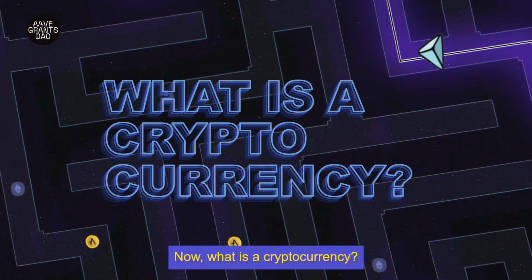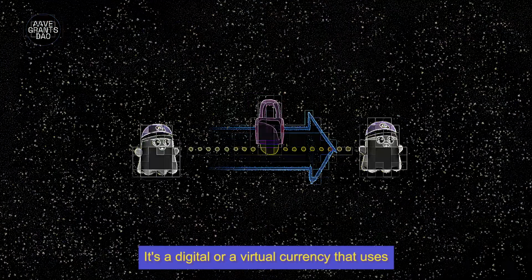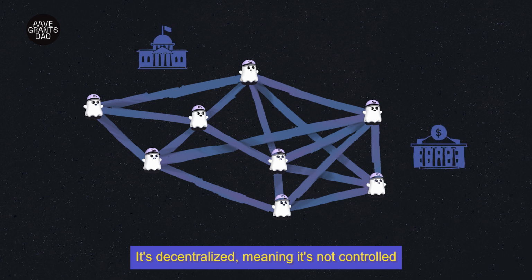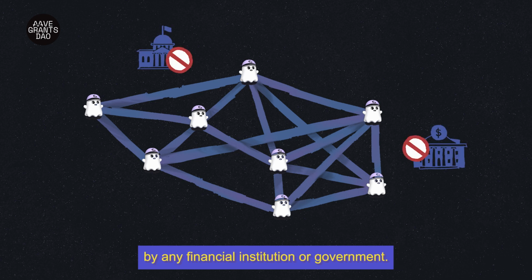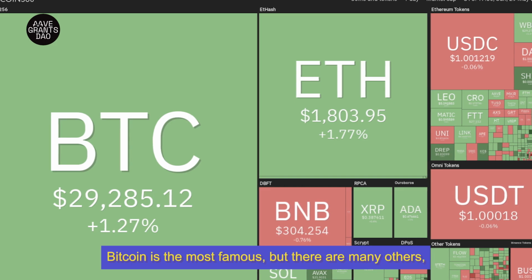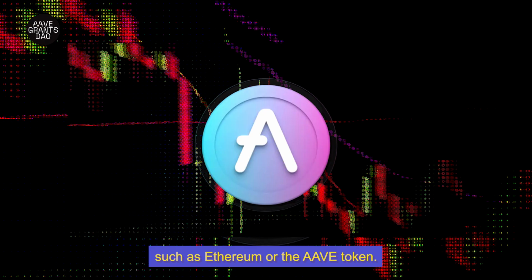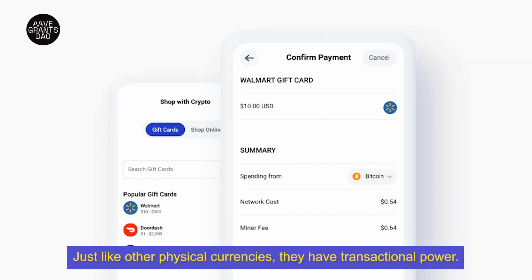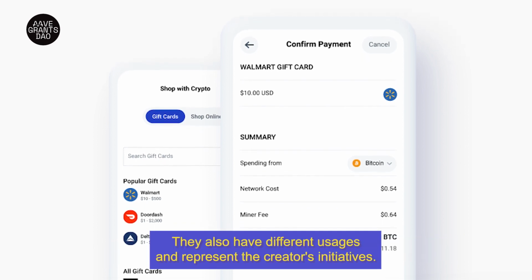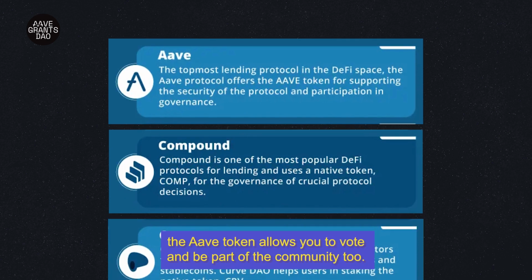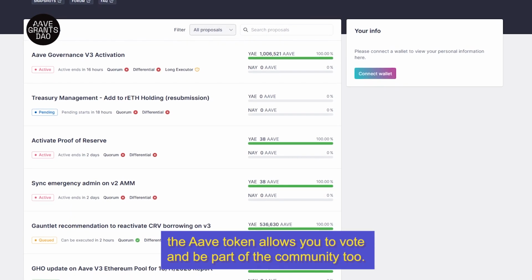Now, what is a cryptocurrency? It's a digital or a virtual currency that uses cryptography to secure financial transactions. It's decentralized, meaning it's not controlled by any financial institution or government. Bitcoin is the most famous, but there are many others, such as Ethereum or the Aave token. Just like other physical currencies, they have transactional power. They also have different usages and represent the creators' initiatives. On the Aave protocol, for example, the Aave token allows you to vote and be part of the community too.